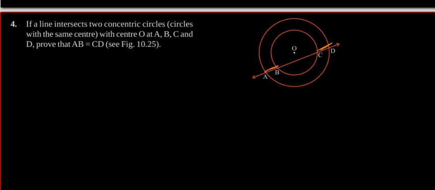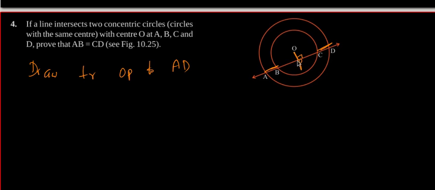So for this, let me draw one perpendicular bisector from the center. What will happen? Draw the perpendicular bisector OP. Let me keep this point as P. So OP is perpendicular to the line AD. So OP is the perpendicular bisector.